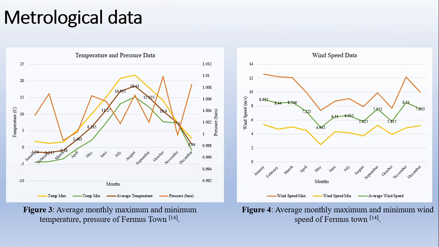And about the meteorological data, we take the data from the NASA POWER project, which is the Prediction of Worldwide Energy Resources, and figure 3 and figure 4 show the monthly average maximum and minimum temperature, pressure and wind speed of Fermeuse town.